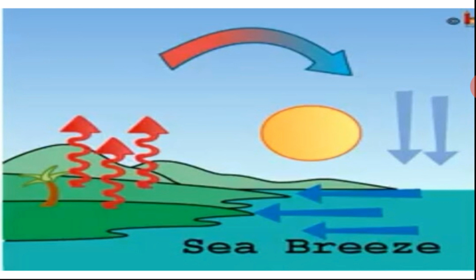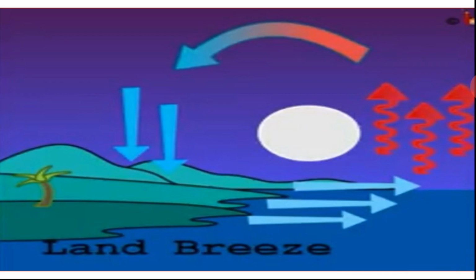Okay, at night what happens? The land surface cools, because the moon is there and there is no sunlight. It cools down faster than the surface of the sea. Therefore, at night the air above the sea is warmer. So it rises, because of its light weight, again taking the place of rising warm air.